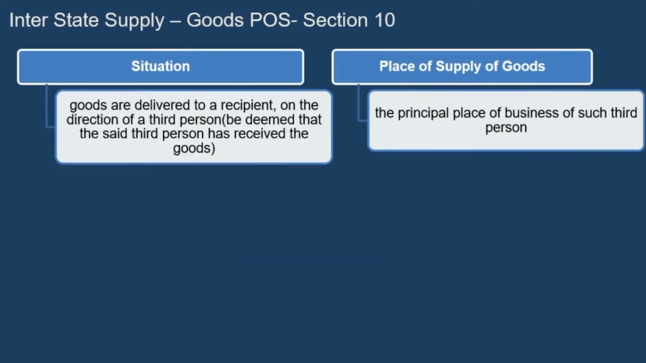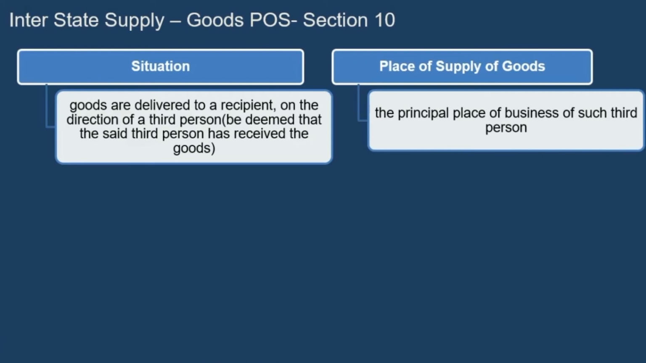Goods are delivered to a recipient on the direction of a third person. It will be deemed that the said third person has received the goods, and the place of supply of such goods will be the principal place of business of such third person. This is worded very complicatedly, but the case is very simple.